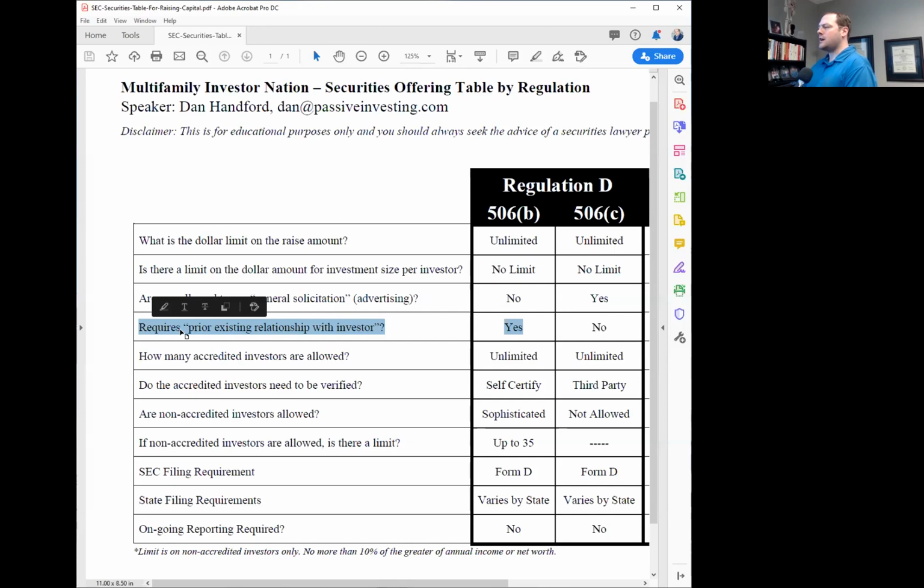And so let's talk about that real quick as well, Dugan. What would really substantiate or qualify someone to have a substantial, substantive prior existing relationship with someone?